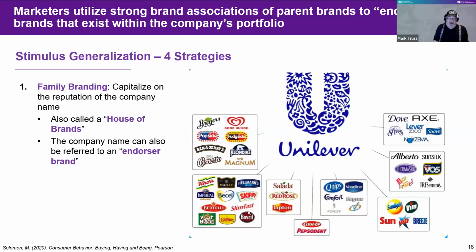One is called family branding. You capitalize on the reputation of the company name, also known as a house of brands or an endorser brand. So within Unilever are all these brands, and they are known as distinct entities. Breyers, Good Humor, Knorr, Skippy. These are all distinct brands with distinct personalities. Unilever only serves at best as an endorser because people know Unilever stands for quality and things like that, right? That's a family branding strategy.